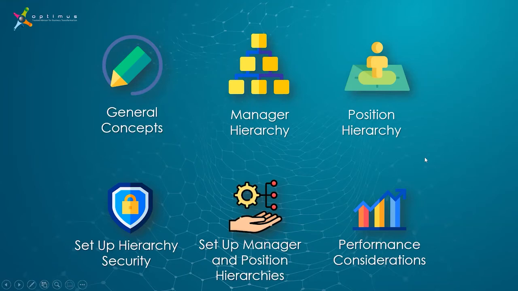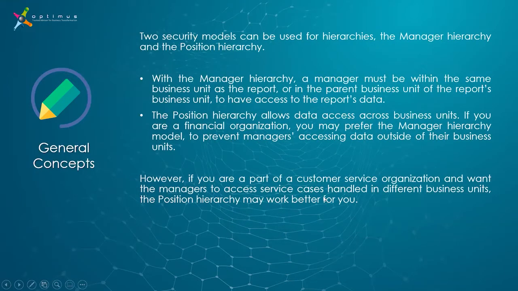Okay, so let's start with some general concepts. There are 2 security models that can be used for hierarchies. The first one is the manager hierarchy, and the second one is the position hierarchy. With the manager hierarchy, a manager must be within the same business unit as the report, or the parent business unit of the report's business unit, to have access to the report's data. What it means is that basically the manager model just works for business units. If you have a business unit model implemented, that could be a good model because it is going to extend that functionality. However, the position hierarchy allows data access across business units.